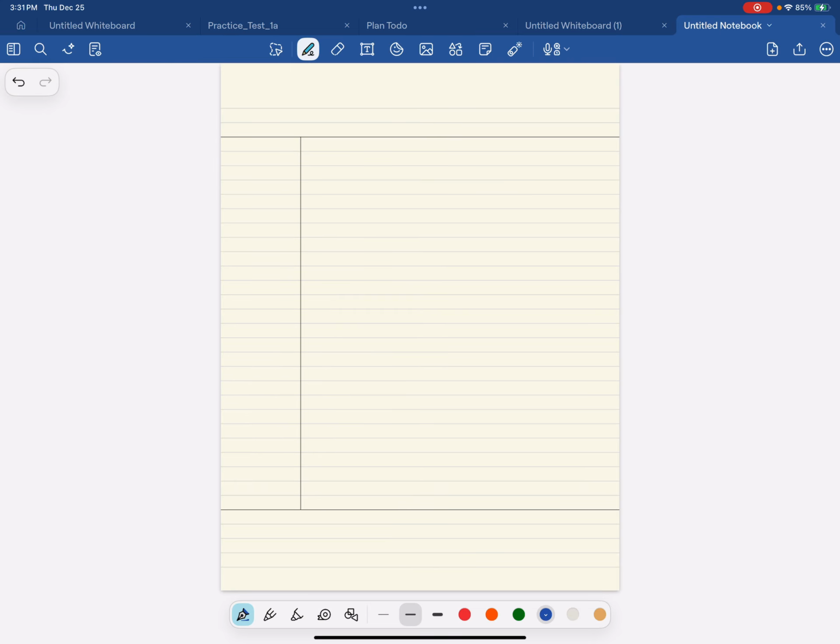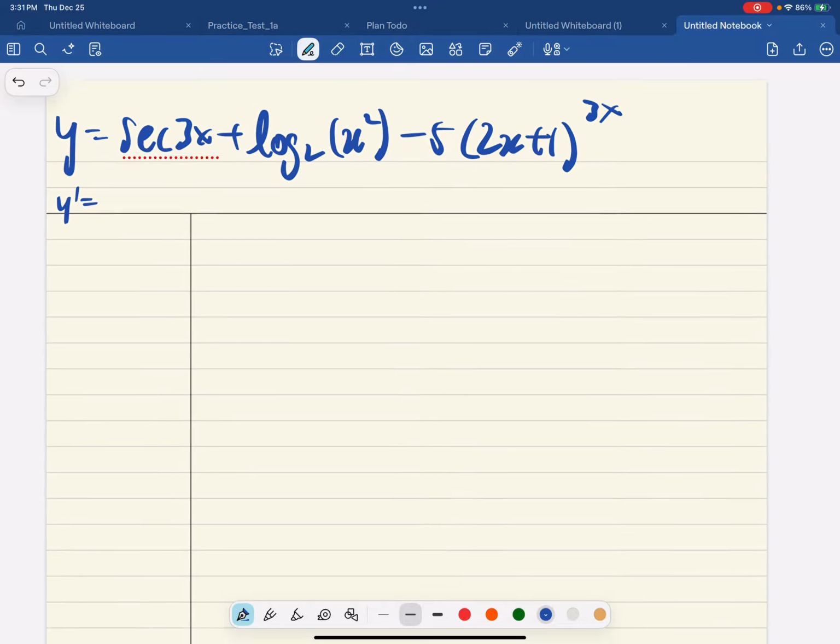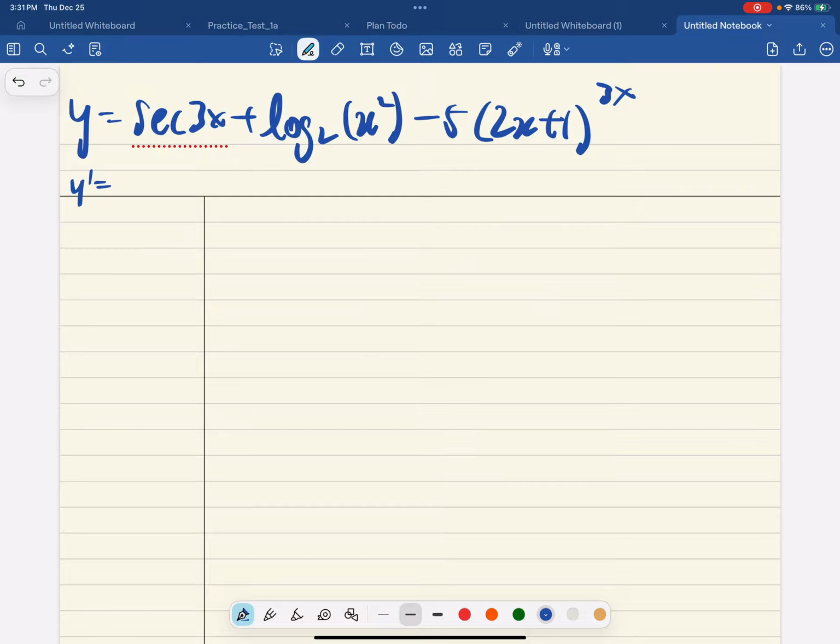Yeah, so let's do an example. y equals secant 3x plus log base 2 of x squared minus 5 times (2x plus 1) to the 3x. This is a very long one that I got in class. To solve it, we need to separate it into some pieces. Obviously, this is an addition, so it is not too overwhelming. So we have 3 components.